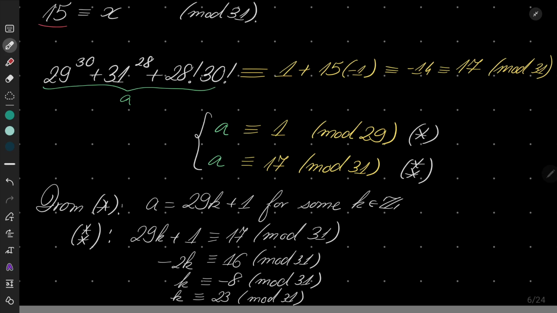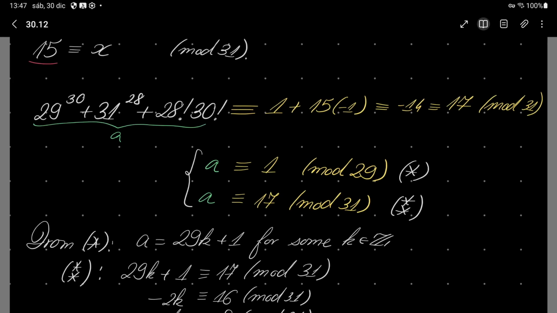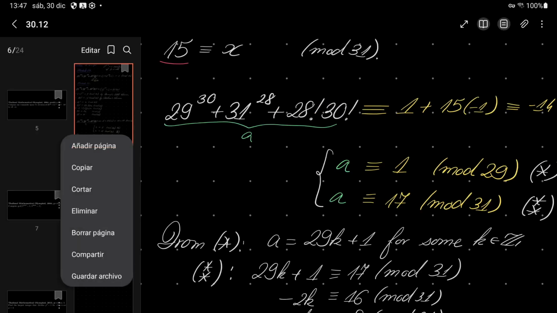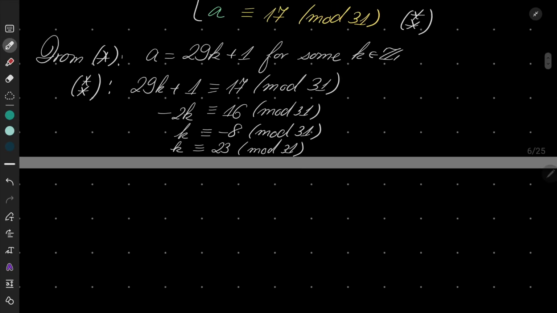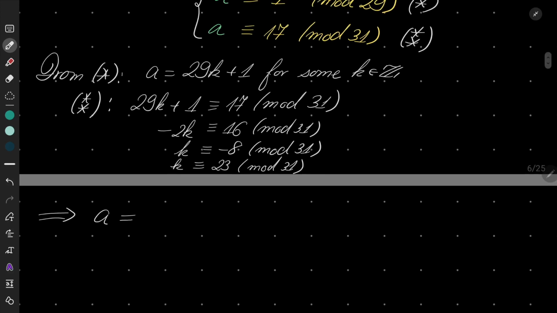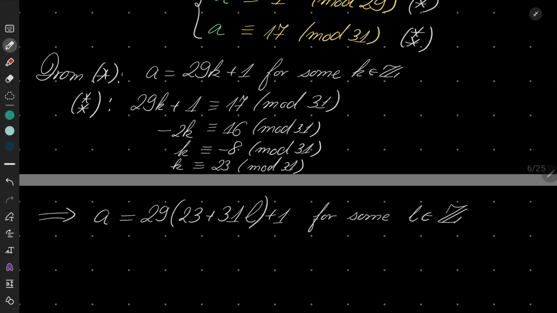I ran out of space, so I have to add a new page, and I will do it. Why not? Okay, so now we know that A equals 29 times 23 plus 31 times L plus 1, for some integer L.